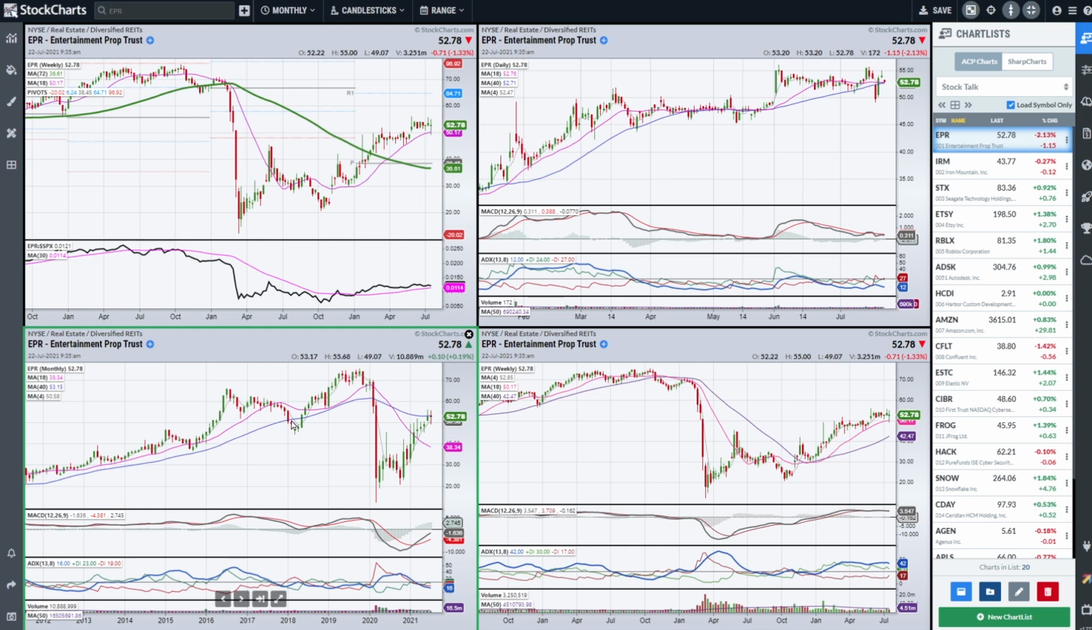First stock we've got here is EPR. I've got my monthly bottom left, weekly bottom right, daily upper right, and then I've got another weekly with the relative strength line versus the S&P in the upper left-hand corner.